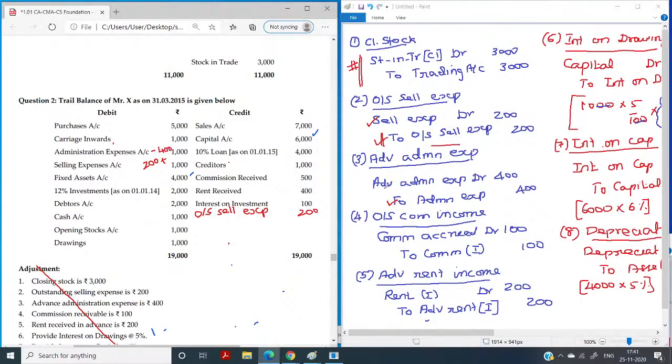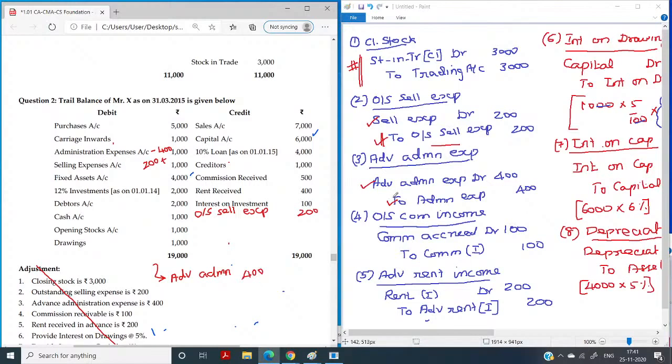And advanced admin expenses on the debit side is a new one. We don't have that one, so I'm going to post that on the debit side. Advanced admin expenses. I don't have sufficient space on the debit side, so I'll write it down here. Advanced admin expenses is a debit item, value being 400 rupees. A new item comes on the debit side.